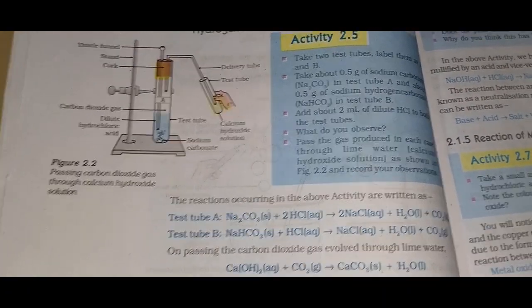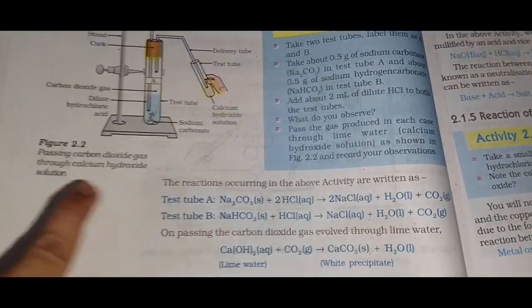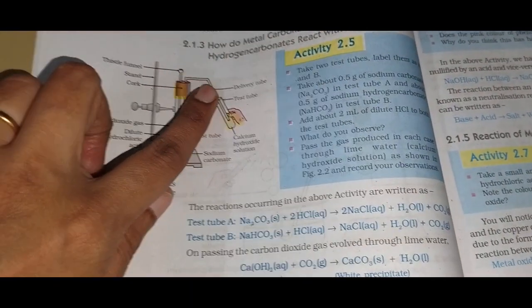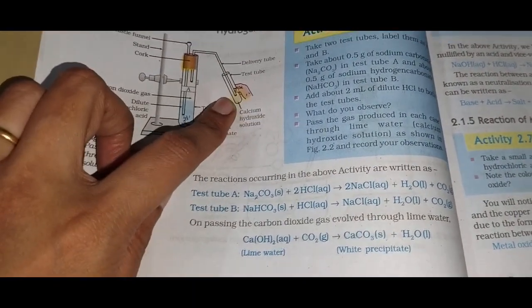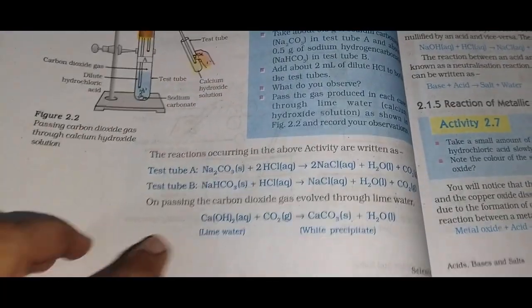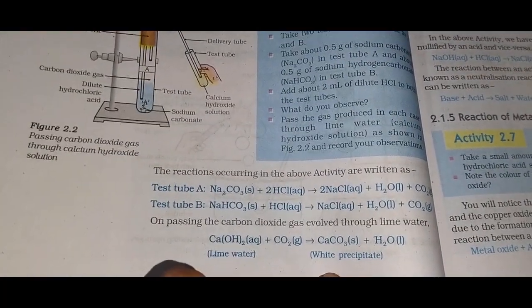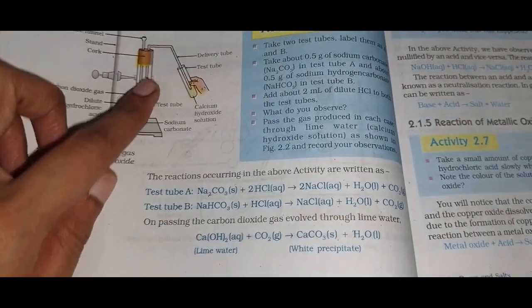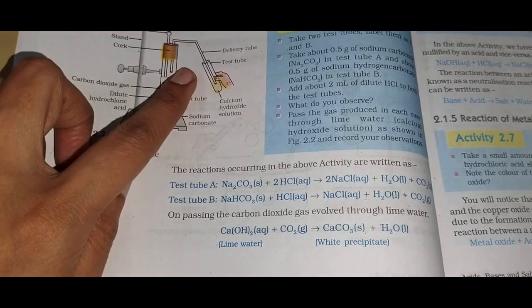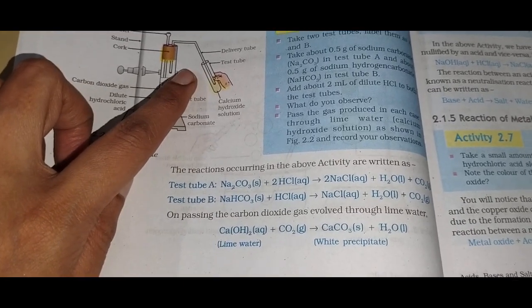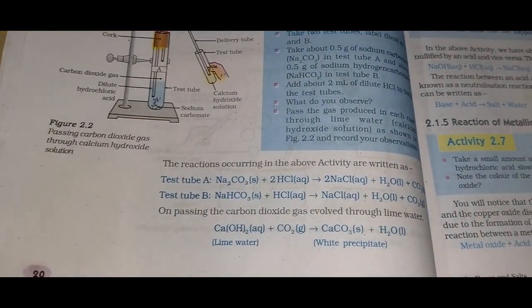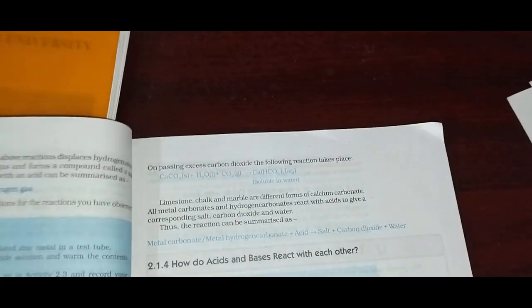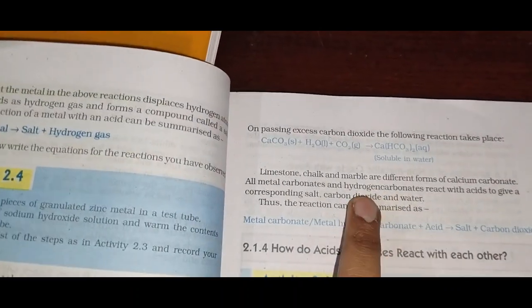We have to test the gas whether it is carbon dioxide or not. For this, what do we have to do? We have to send this carbon dioxide gas through a delivery tube into the test tube containing calcium hydroxide to get calcium carbonate. That is nothing but a white precipitate that will be formed. When the calcium hydroxide turns milky white, we can say that calcium carbonate is formed, that is nothing but a white precipitate.